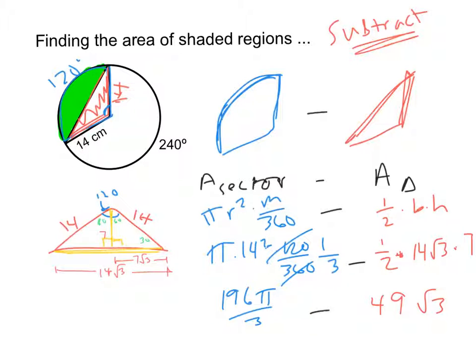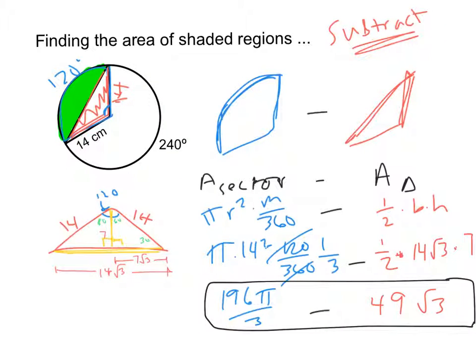And it looks like I'm done. I got the area of the sector, the area of the triangle. I can't subtract those because this one has a pi, this one has a radical 3. So to keep it in exact form, I'm just going to call it good right there. We could put some square centimeters at the end to put our units in, and we're done.